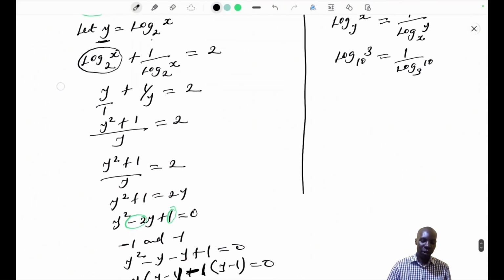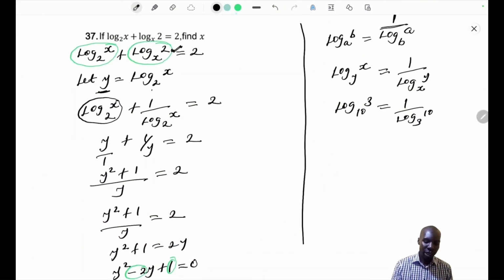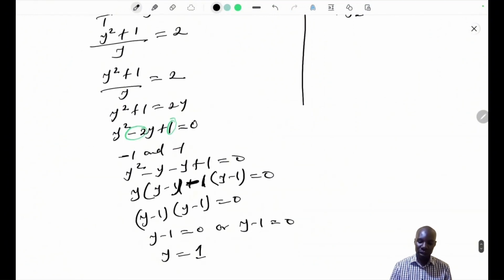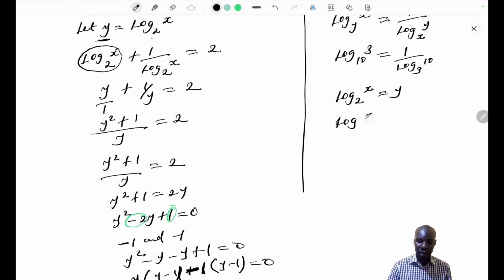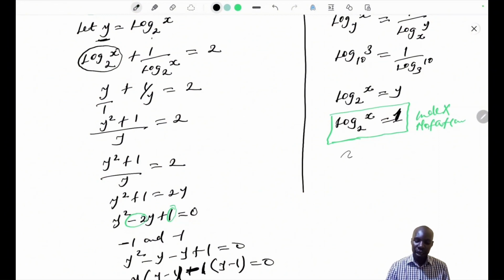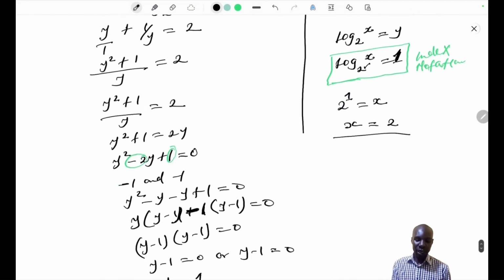And what was our y? Remember, according to our assumption, we had log of x to base 2 equal to y. And if you look at our value of y, it is 1. So we'll say log of x to base 2 is equal to 1. We must know that this is in logarithmic notation, which if converted to index notation, we are going to get the value of x. So we'll say 2, this 2 here, to the power 1 should give us x. So x is equal to 2. That is the value of x.